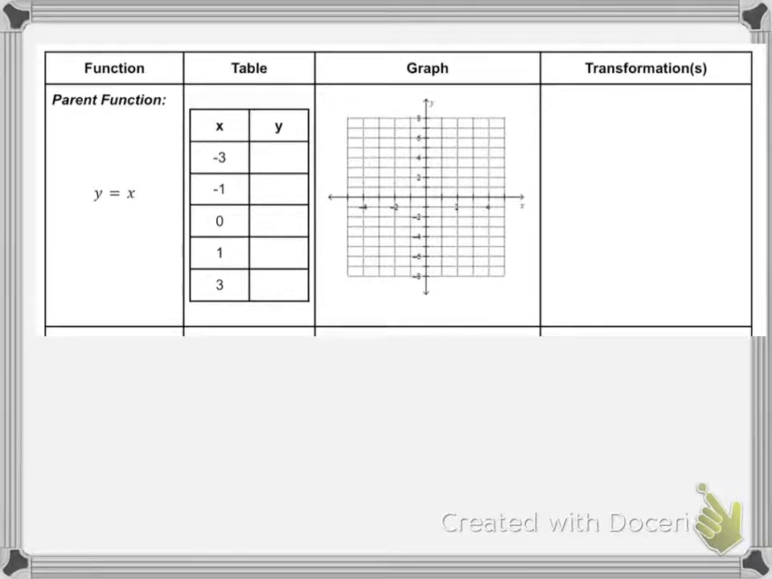Now, in order to have a transformation, we have to know where we're starting. And where we're starting is called the parent function. This is our parent function for a linear function. Basically, a parent function is just the most basic linear function that you can have. So if I was going to draw the most basic straight line, this would be it.